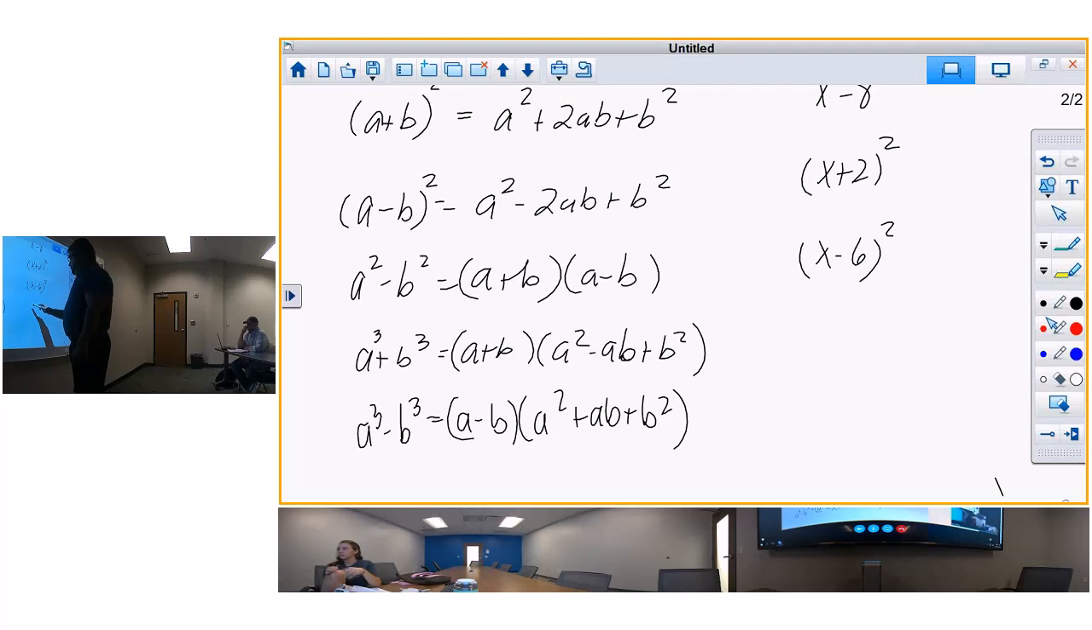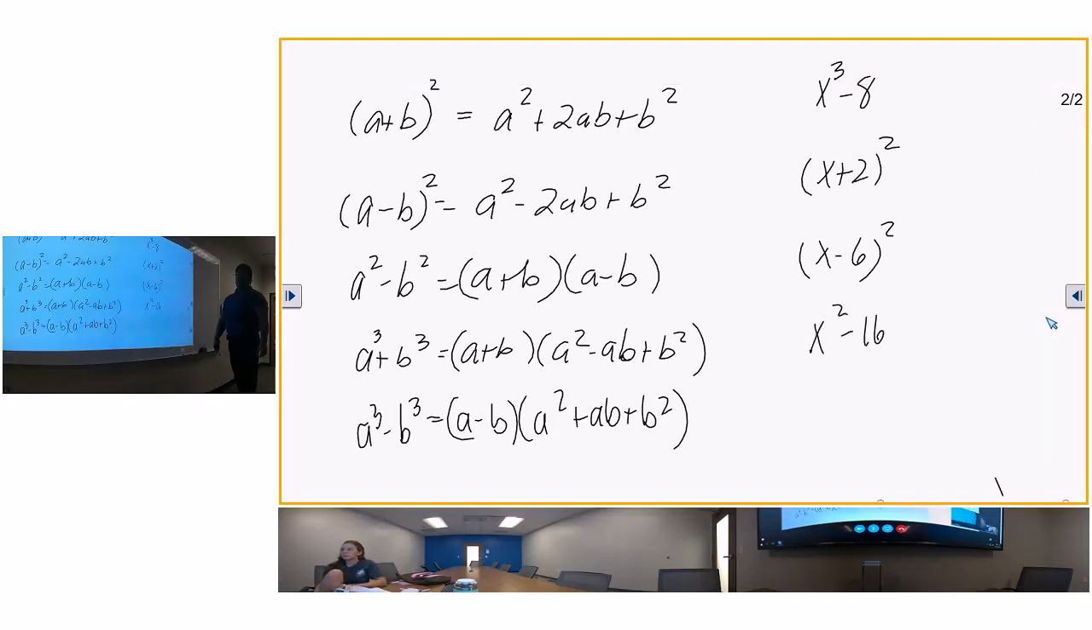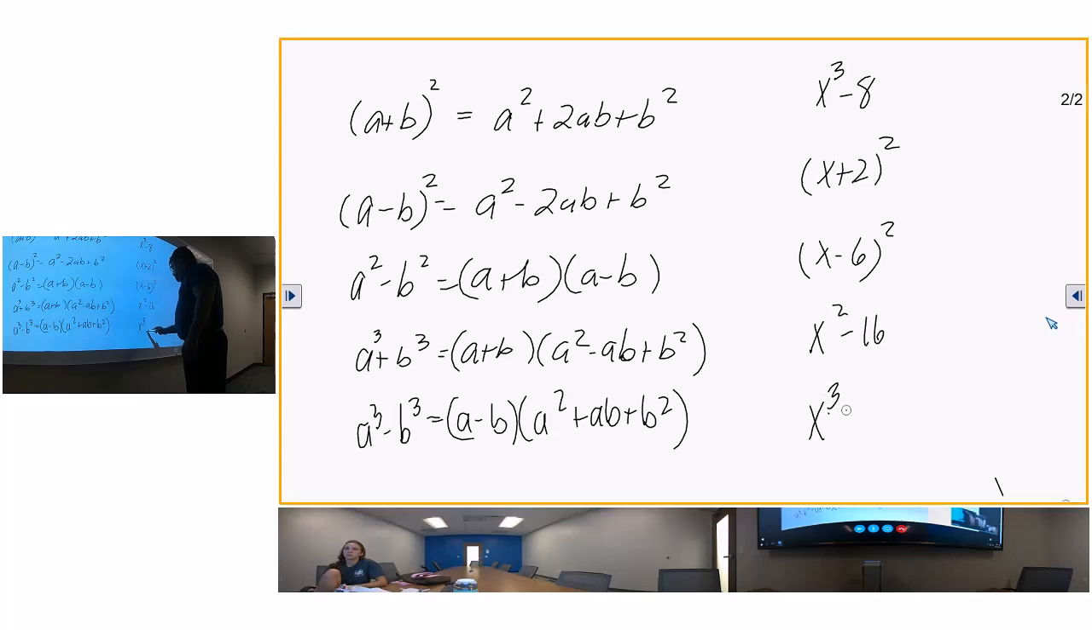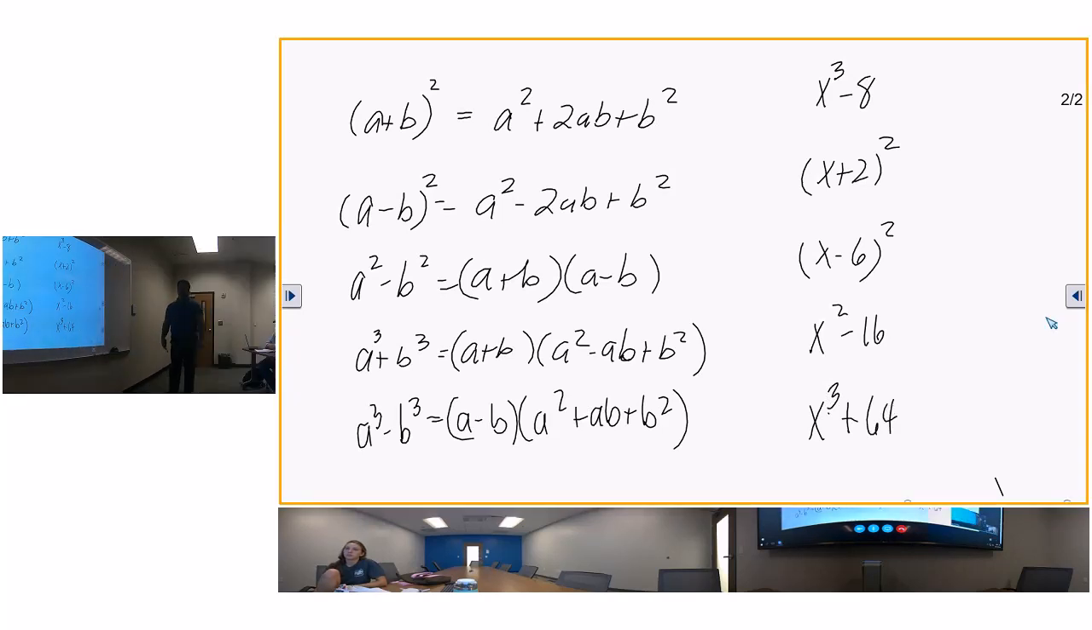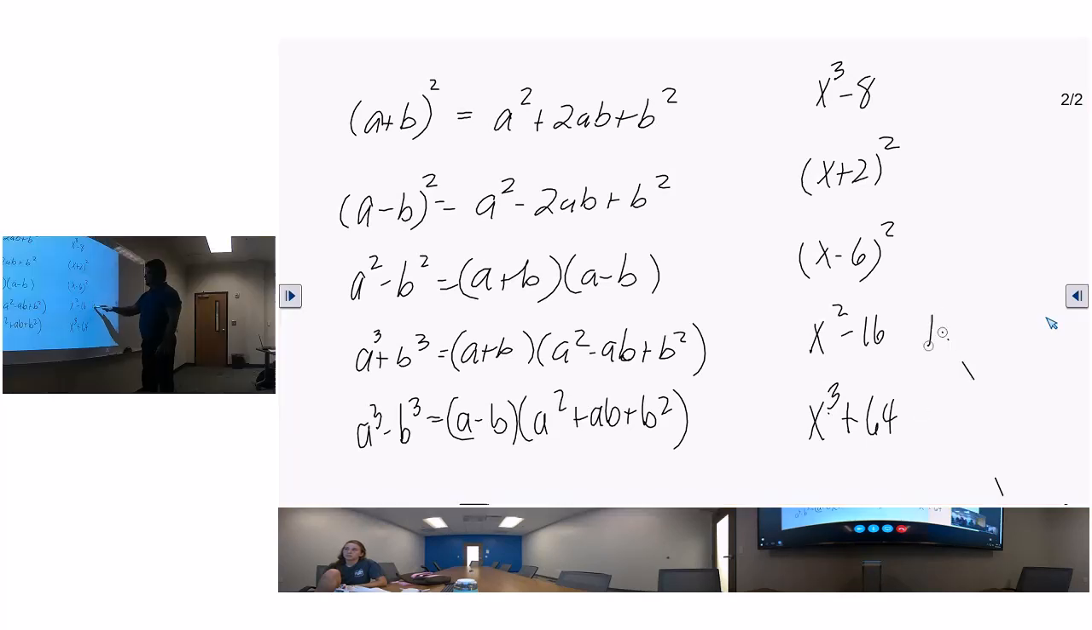What if I give you x squared minus 16? Shortcut number 4. And if I gave you x cubed plus 64, shortcut number 5 or 4. So you've got to know your shortcuts. What did you say the x squared minus 16 is? That would be shortcut number 3, x plus 4, x minus 4.